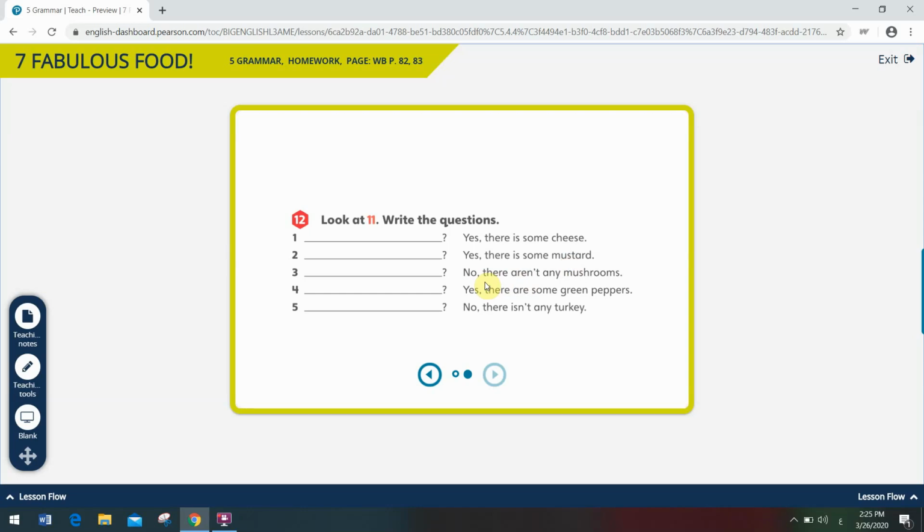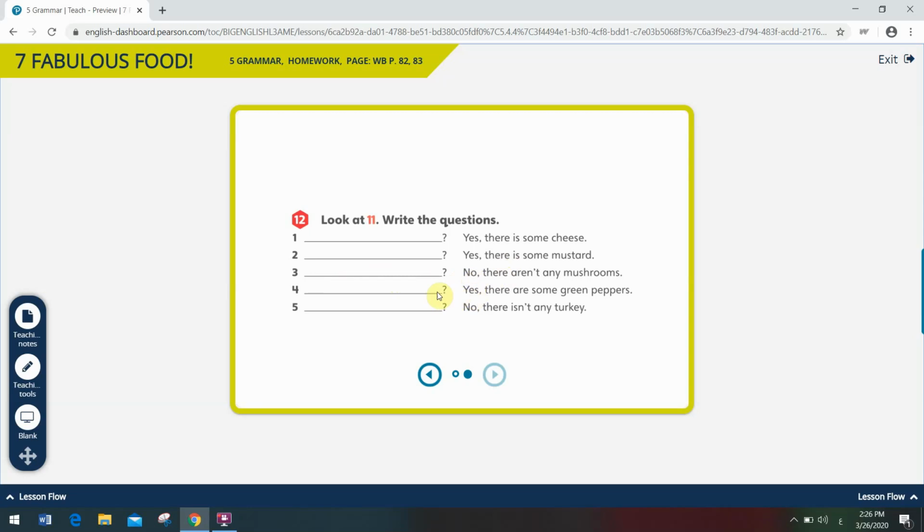Here we will pay attention that we ask about mushrooms, and mushrooms are plural. So here we use are, then there. So are there any mushrooms? Are there any mushrooms? Any again, because this is a question. So are there any mushrooms?